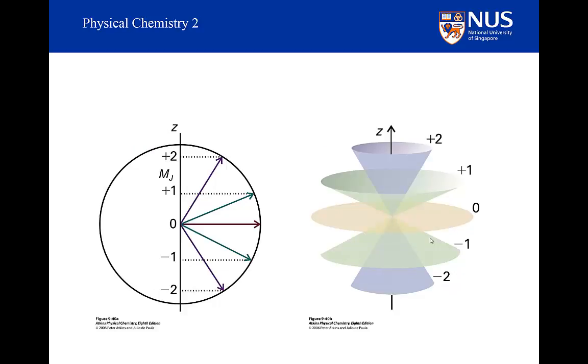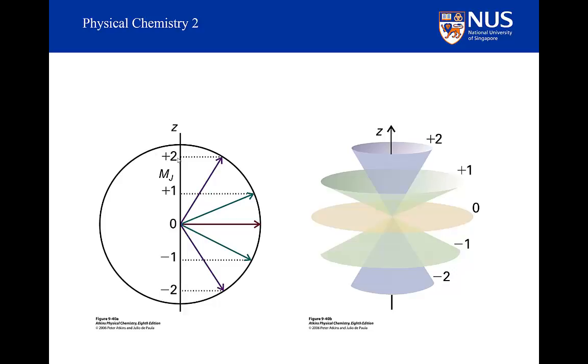This issue of spatial degeneracy does take some getting used to. On this slide, you can see two representations of this spatial degeneracy. On the left, you can see the J vector being projected onto the z-axis. When j is equal to 2, there are 5 possible mj values from +2 to -2. On the right, you can see 5 cones being swept out to represent the angular momentum vector.